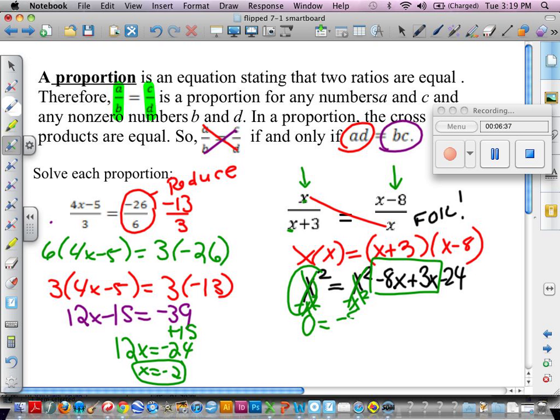That's a negative 5x. Oopsie, minus 24. Move your 5 to the other side because you're positive 5x equals, that's negative 24. Divide by 5, yes. Don't panic.